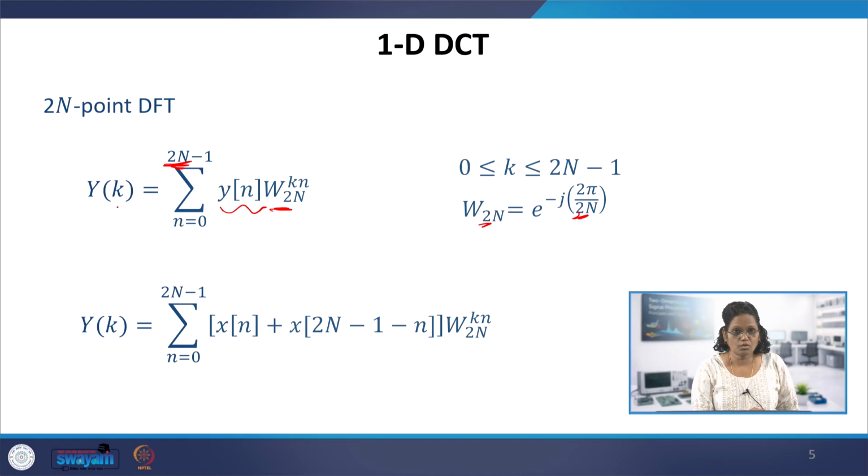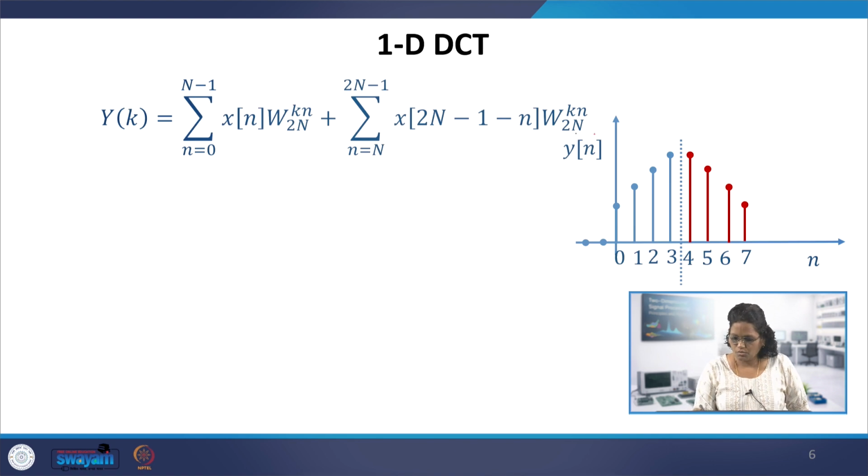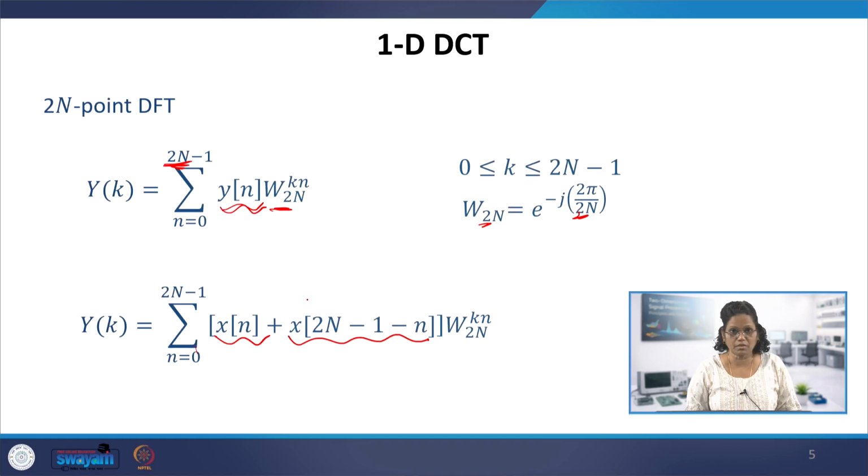So taking the 2N-point DFT, y[n] is x[n] plus x[2N minus 1 minus n], times W_2N^kn, where the summation is varying from n equal to 0 to 2N minus 1. So this sequence y[n] that we had shown over here, we now split for simplification and for getting the Y[k] expression.